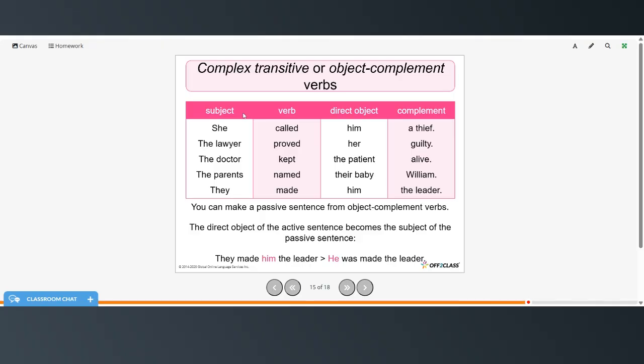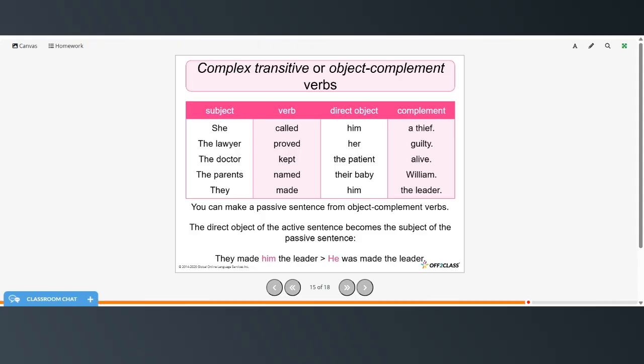So, complex transitive or object complement verbs. The structure is subject plus verb plus direct object plus complement. She called him a thief. The lawyer proved her guilty. The doctor kept the patient alive. The parents named their baby William. They made him the leader.